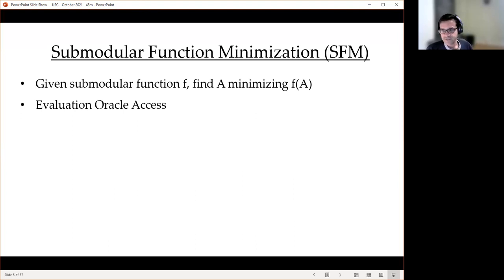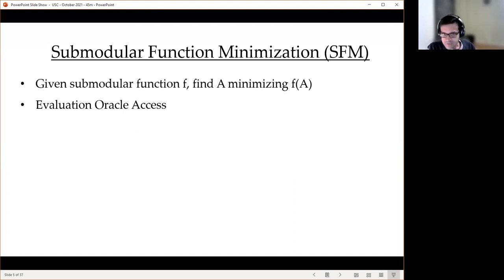How is the function given to us? The only thing we'll assume about the function is this evaluation oracle access. There's a black box. You ping it with a set S, out comes f of S. That's the only access to the function. Nothing else other than submodularity will be assumed. And even then, there are 2 to the n possible subsets, and you have to find the minimum.